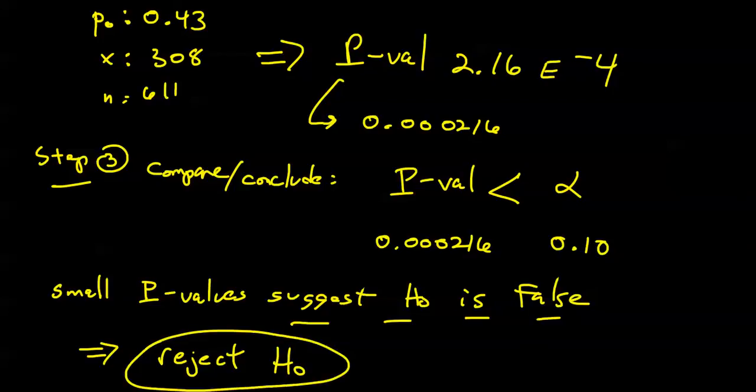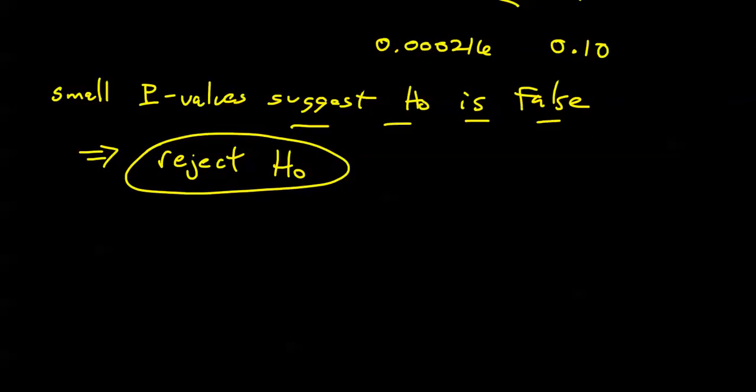That's my conclusion. As an interpretive statement, I'm reading out of the author's manual here. There is sufficient evidence to warrant rejection of the claim that the percentage who believe that they voted for the winner is equal to 0.43. Write that down. Interpret.